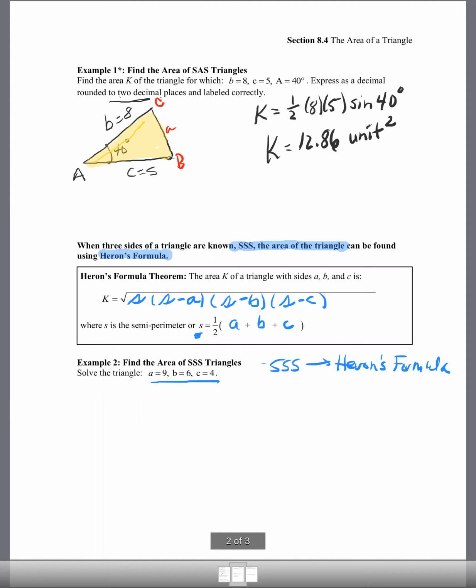And start plugging in the information you know. The first thing that you want to do, though, is to go ahead and find your semi-perimeter. We need to know what is half of 9 plus 6 plus 4. And if you calculate this value, what's that going to give us? 19 over 2. So how about 9.5?